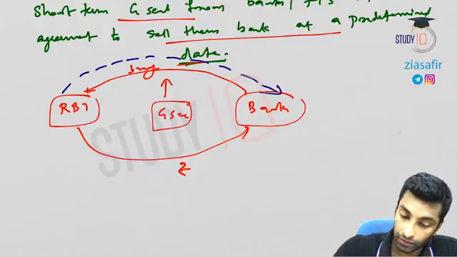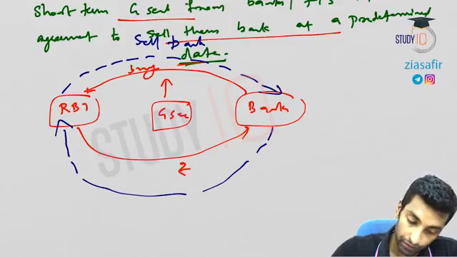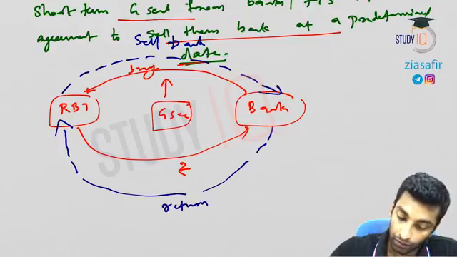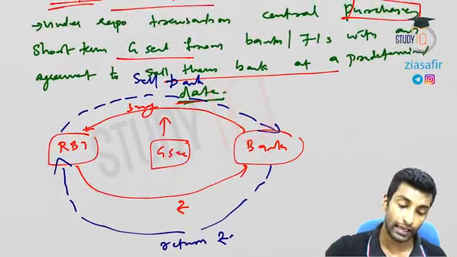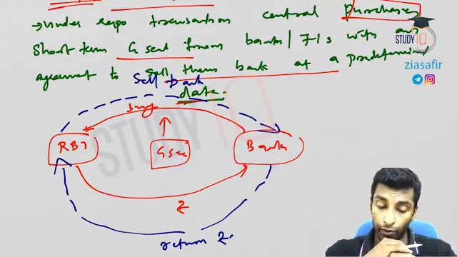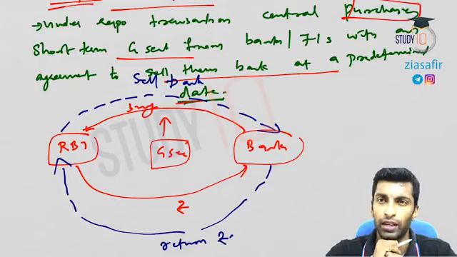RBI will sell back, and banks will have to return the money. Okay, so I hope you understood this. This is the technical definition. So under repo, banks can borrow from RBI at a particular interest rate by pledging the government security.